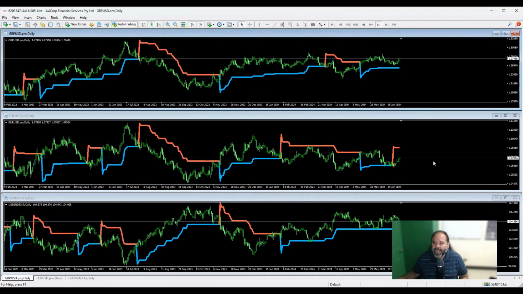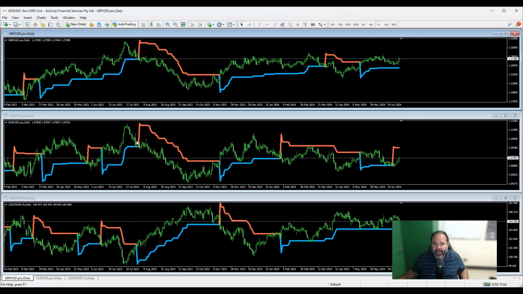So what we can see is the euro dollar and dollar index have a negative correlation that is above 90%. So it's minus 90 something percent. That means that when one pair goes up, the other one goes down the majority of the time.